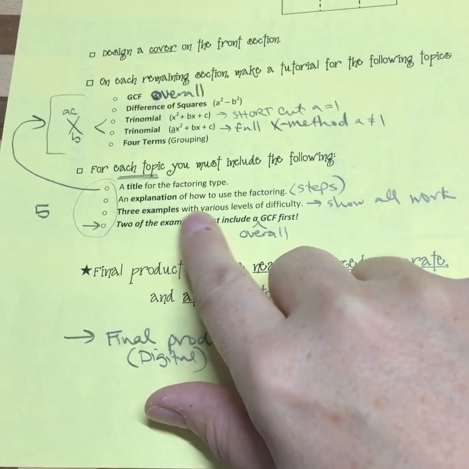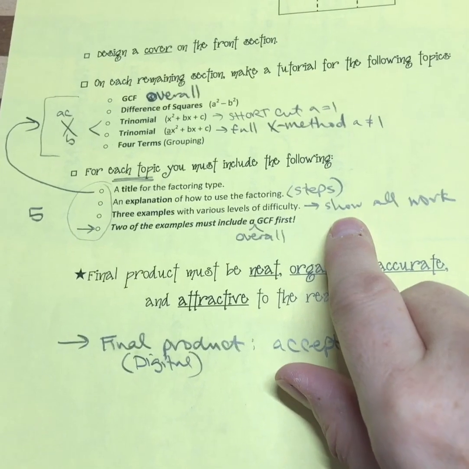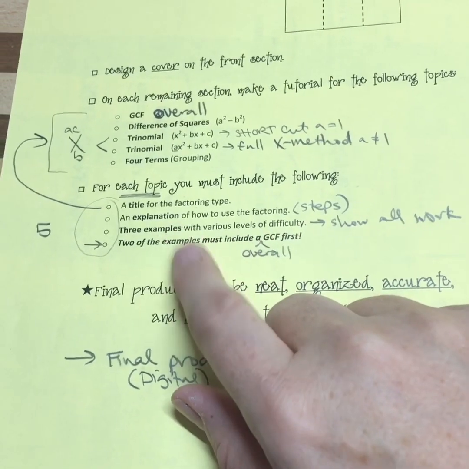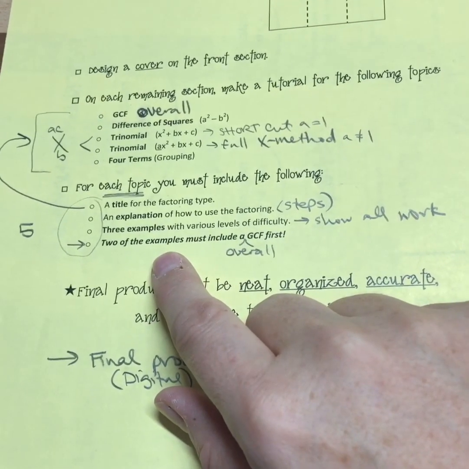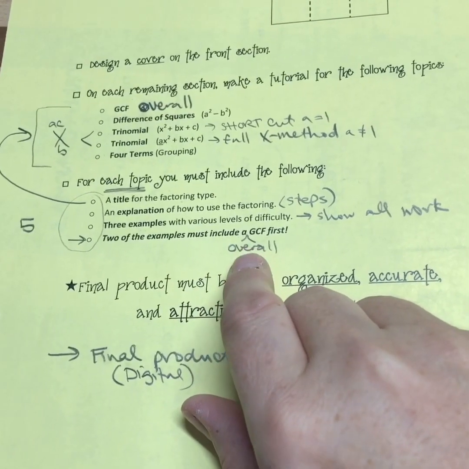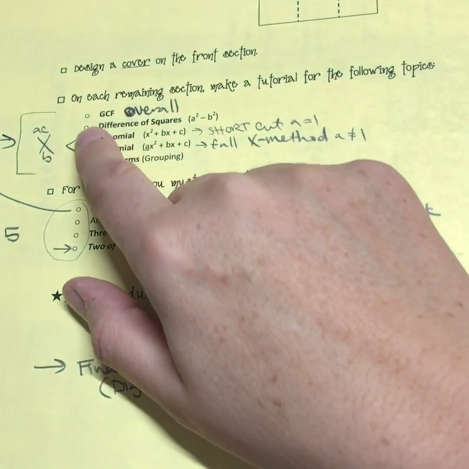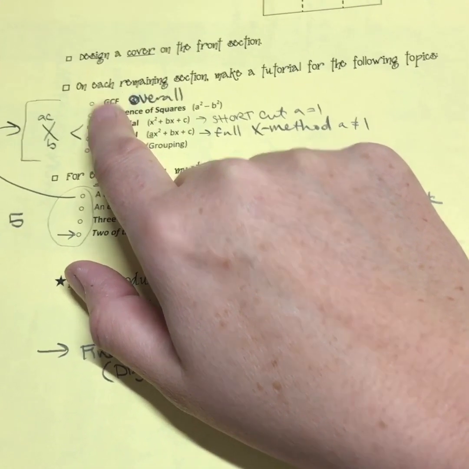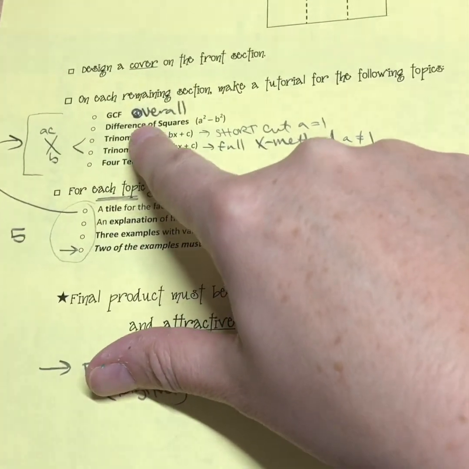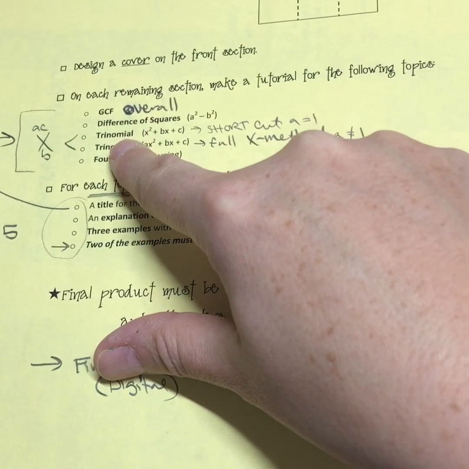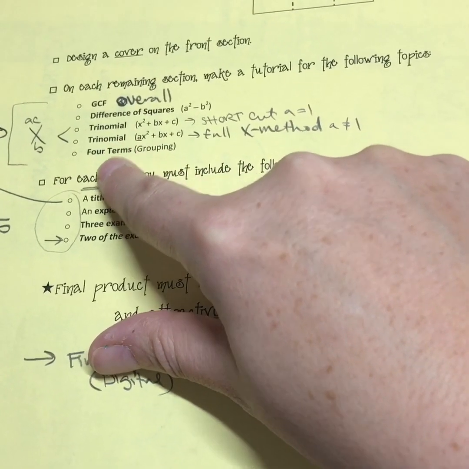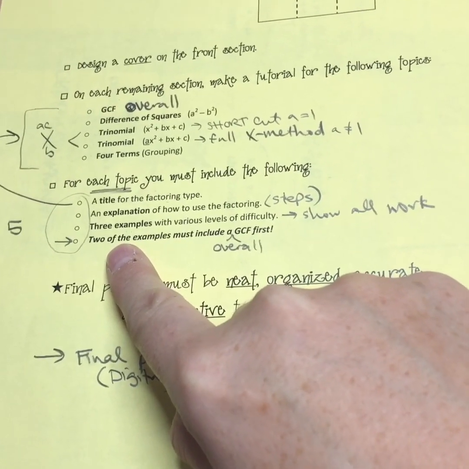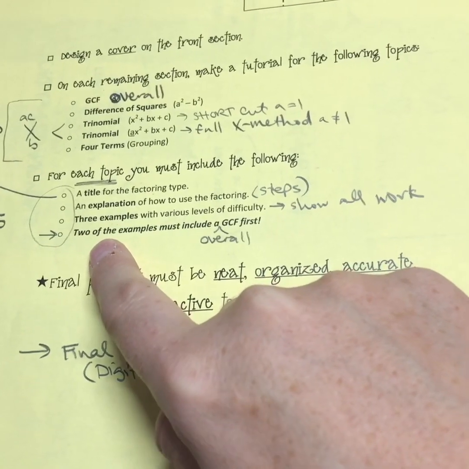You need 3 examples with various levels of difficulty, showing all your work. So in other words, you need an easy, medium, and a hard problem for each section. Now 2 of the sections, so basically the medium and hard problem, have to have an overall GCF first. I mean, obviously, an overall GCF in the GCF section is going to be true for all 3 examples. Okay. But for these 4, that's the difference of squares, trinomial with the shortcut, trinomial with the full method, and the 4 terms, 2 of those examples must include an overall GCF for your medium and hard problems. Okay. And again, show all your work.